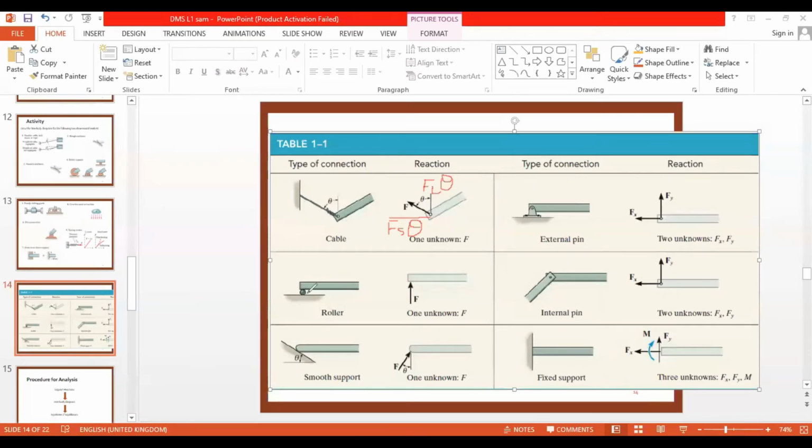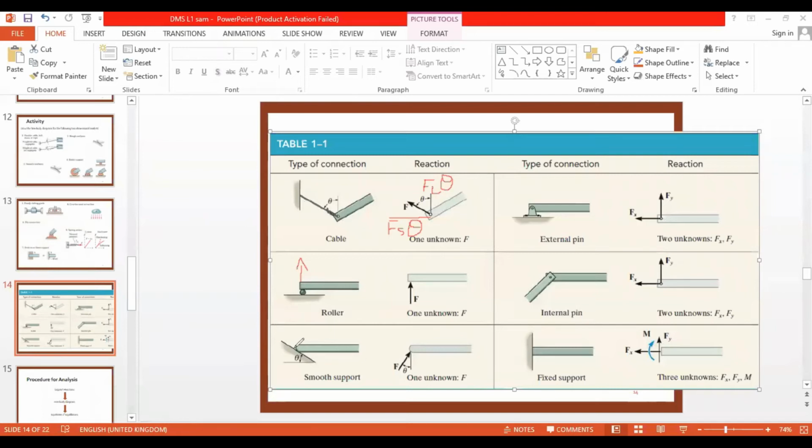And here I have the roller. In a roller, the force will always be perpendicular to the surface of that object, and there will not be any horizontal force on the roller joint. This part you need to understand: if it is a roller joint, then there will not be any horizontal component of the force. The force will always be perpendicular. And then I have smooth support. It said smooth support, so there is no friction force.